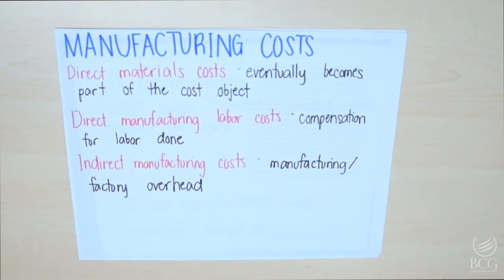So moving on to manufacturing costs, there are three as well. There are direct materials costs, direct manufacturing labor costs, and indirect manufacturing costs. So the direct material costs are those that eventually become a part of your cost object. Next, we have the direct manufacturing labor costs, which are the compensations for the labor done. An example of this would be the salaries for the baker. And last, we have the indirect manufacturing costs, which is also known as manufacturing overhead or factory overhead.